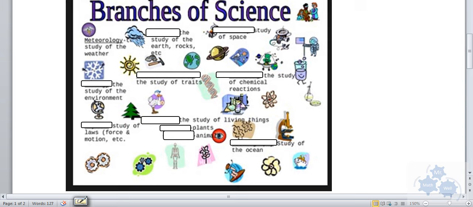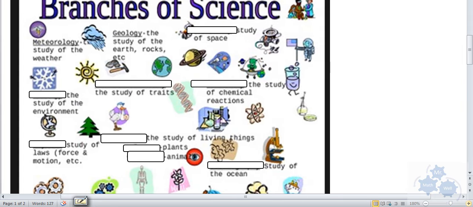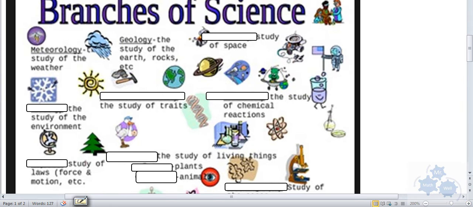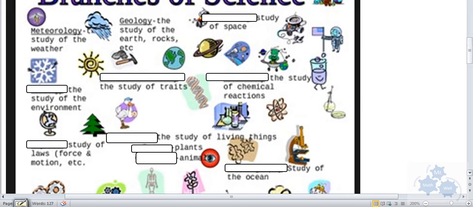The study of the earth and rocks, etc. What would that be? Yes, geology. Very good. G-E-O-L-O-G-Y. Maybe I'll just increase the size of this so it's a bit easier for you to see. Okay, what's the study of space? Astronomy, yes. Please don't confuse this with astrology. I'm studying space, I'm studying astrology. No, astrology is like the signs of the zodiac and horoscopes and all that garbage. That's what that is. So astronomy is the study of space.